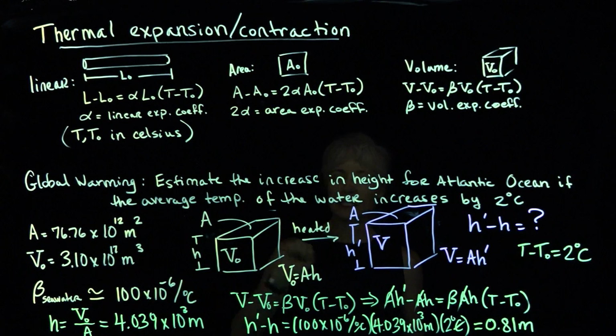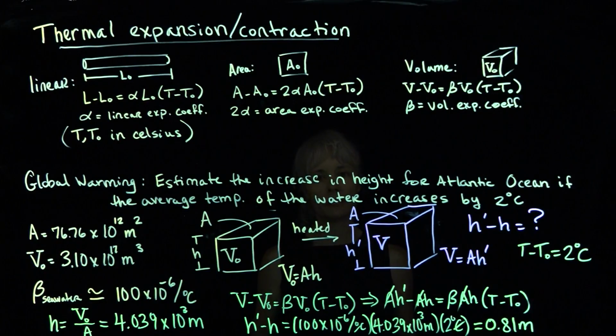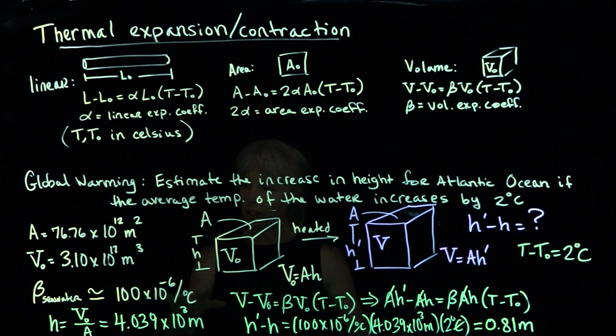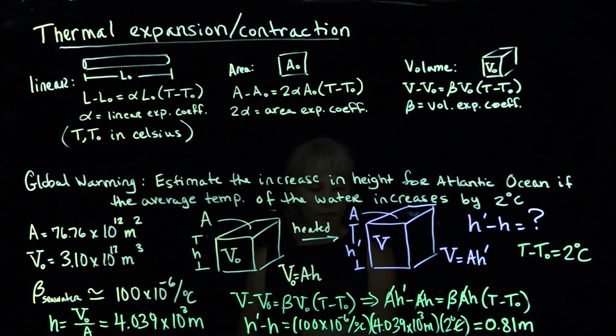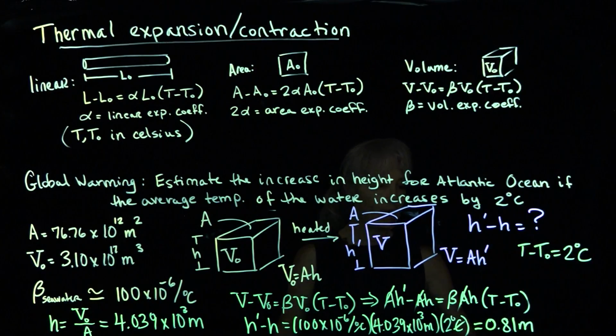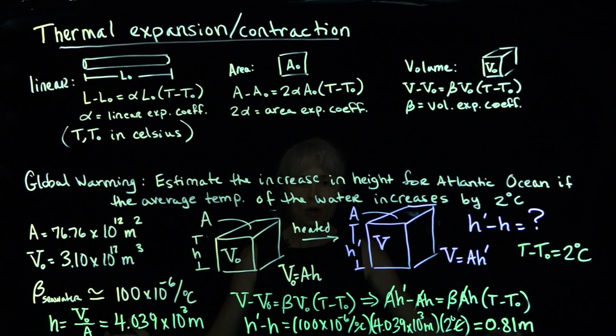So what we did was take the Atlantic Ocean, approximate it as a parallelepiped with some original height and surface area, and saying that the surface area remains the same, heating it just increases the height. Finding the change in height is the new height minus the old height. And using an approximation for the volume expansion coefficient allows us to approximate that as close to a meter, which is a little shy of 3 feet.